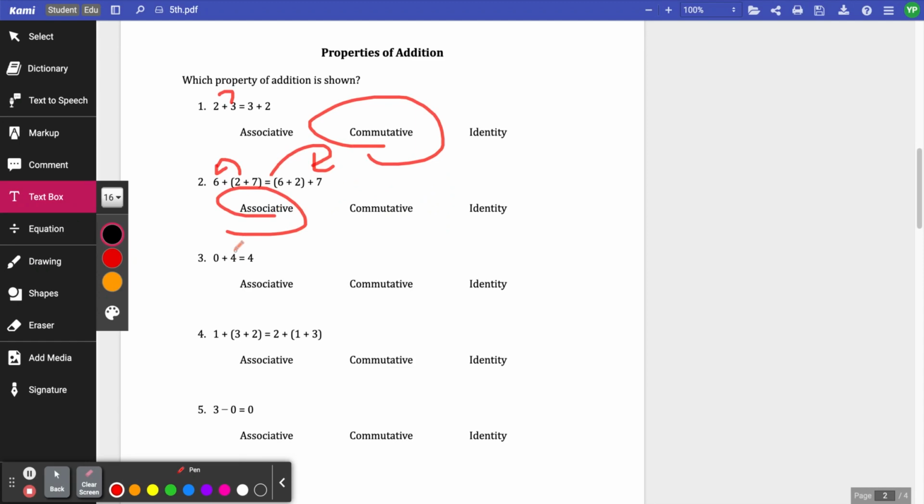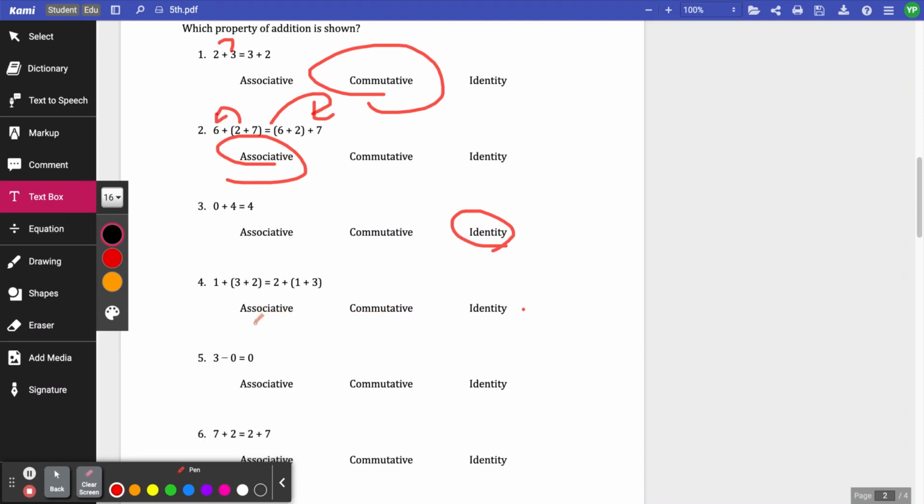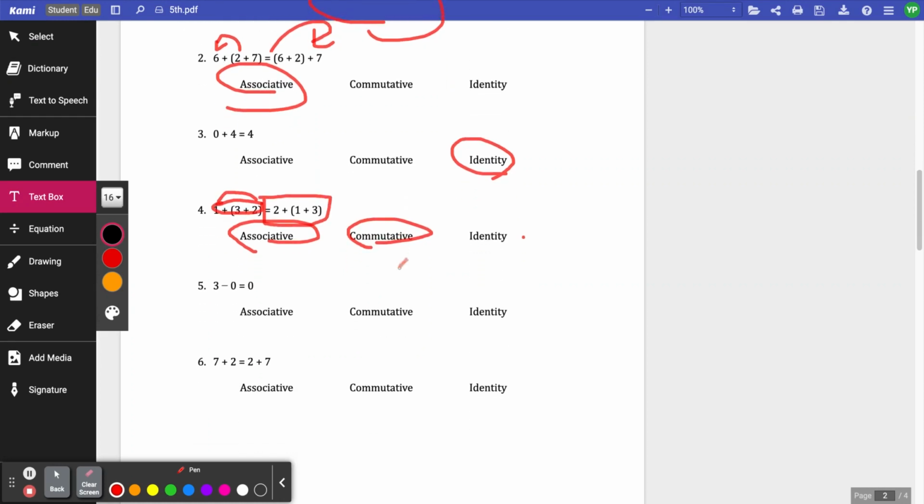And basically this is saying 0 plus 4 equals 4, and 0 plus 4 is 4, and 4 plus nothing is just 4. So it's going to be 4 plus 4, so this is identity. And for number 4, it's going to be associative because you see how these parentheses move, but then also this is also commutative at the same time, since all of these numbers changed here and it changed here, and also the parentheses changed, so you can use both of them. 3 minus 0 equals 0.